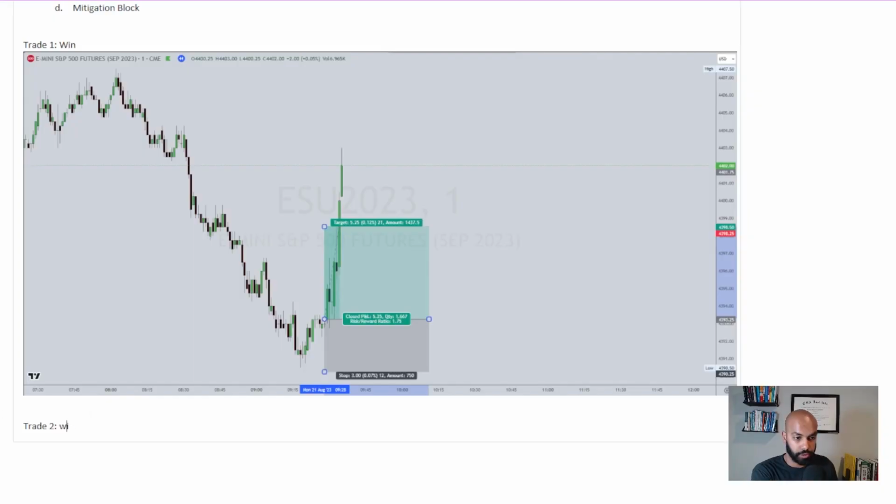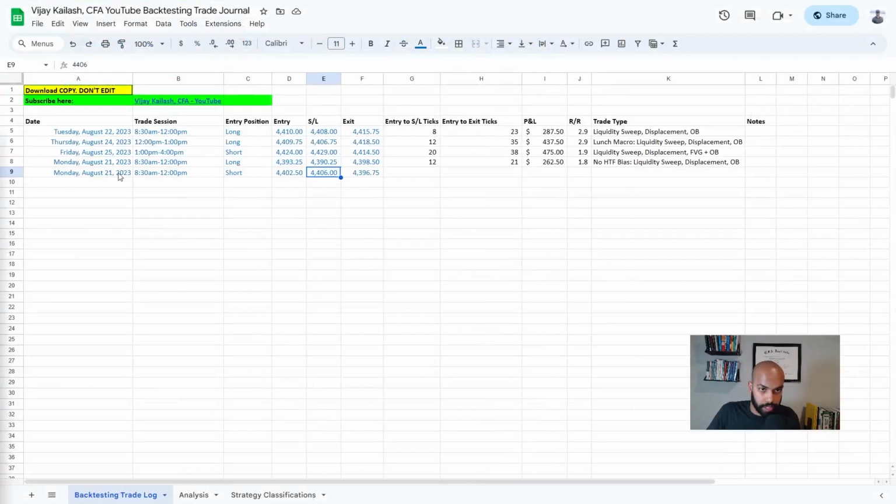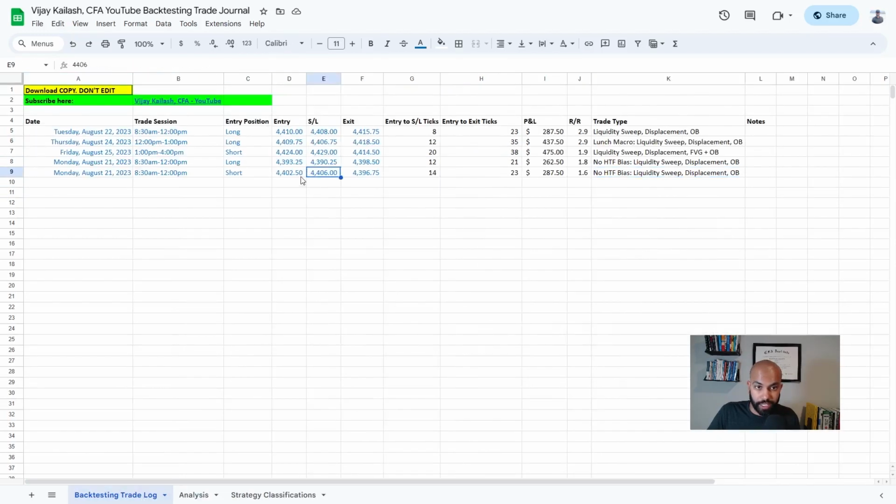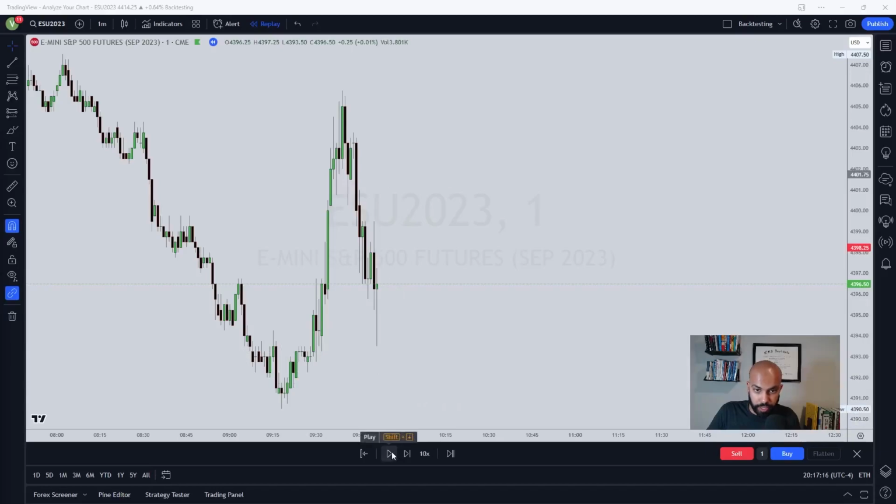come here, trade 2, win, paste it. Good, so we basically type in this information, go ahead, copy this. Yeah, it's the same strategy. No higher time frame bias. There's a liquidity sweep. There was displacement, and we used an order block to get in. So analysis, I mean, so far, this is a very small sample, but I'm liking it so far. Okay, well, let's wait for the next sweep of liquidity.